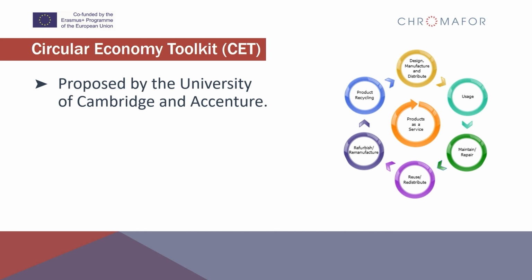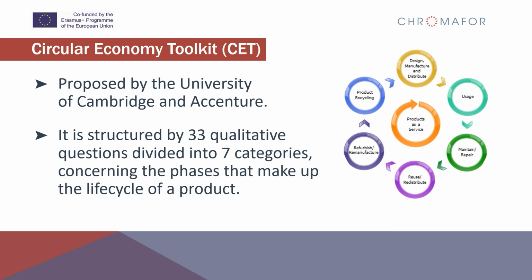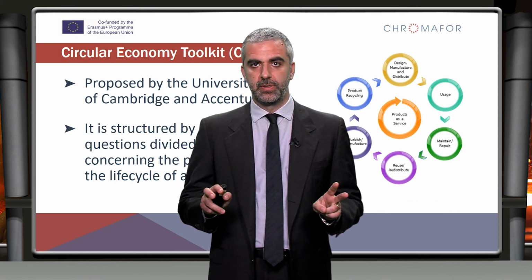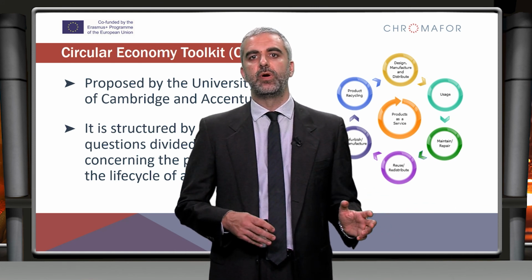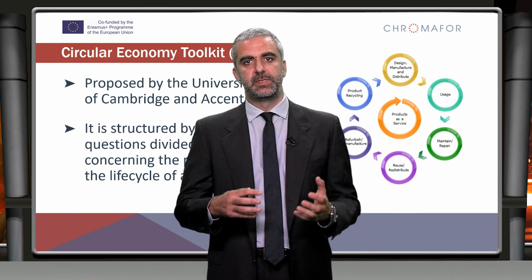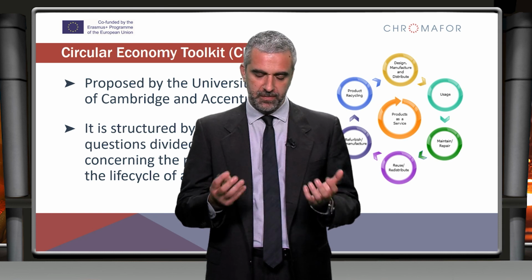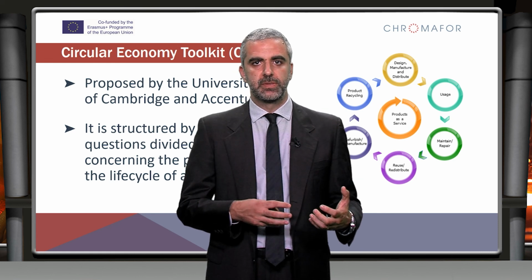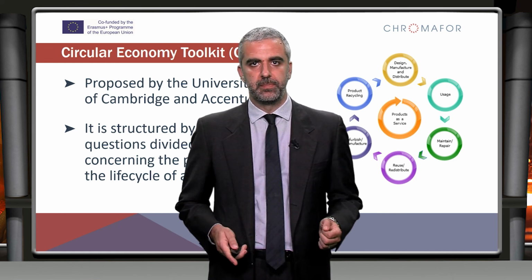The Circular Economy Toolkit is proposed by the University of Cambridge and Accenture. It is structured by 33 quantitative questions divided in several categories concerning the phases that make up the life cycle of a product. So, this specific tool wants to assess the product and wants to support companies that want to produce materials and products with the philosophy of circular economy, and customers that want to acquire products with the philosophy of circular economy.